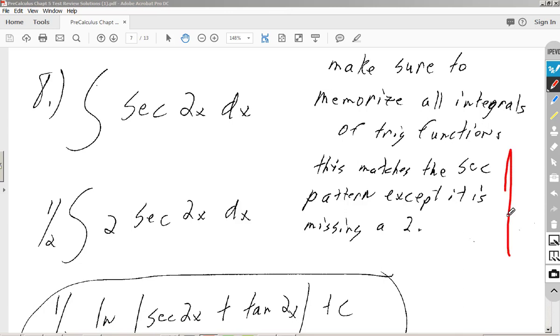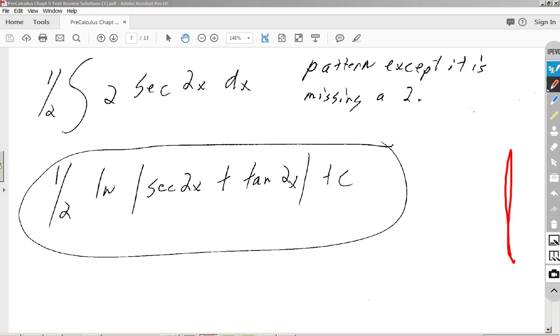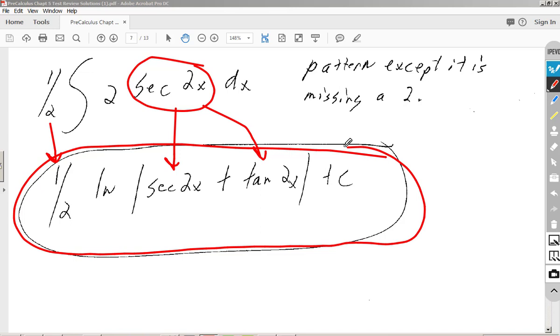So your answer is just going to be the ln, and you keep the 1/2. So here this constant stays constant. Then the pattern just says it's the ln of the secant of 2x, and notice the 2x stays there, plus the tangent of 2x, plus c. And that's just straightforward off your memorization.